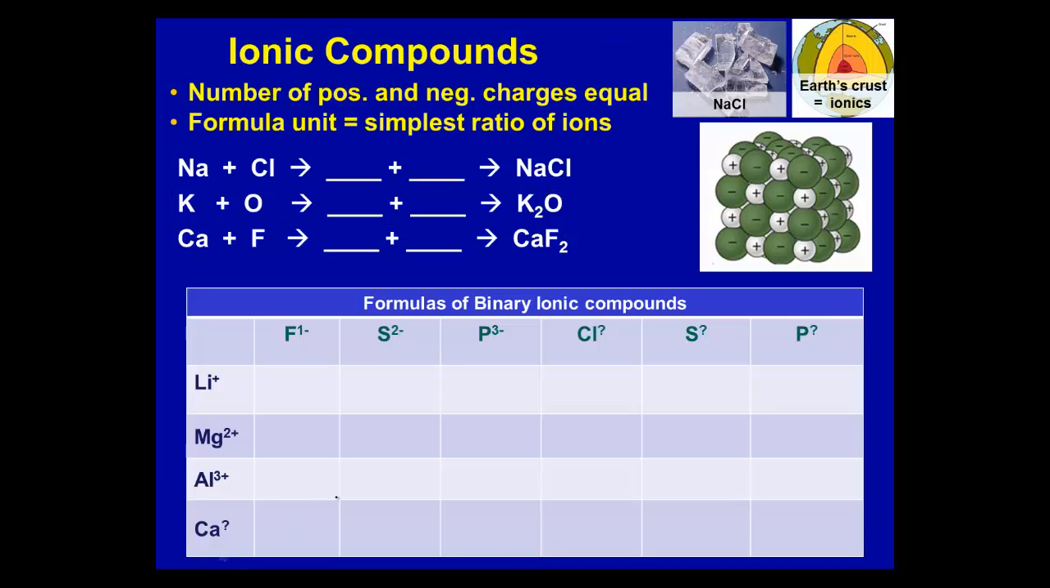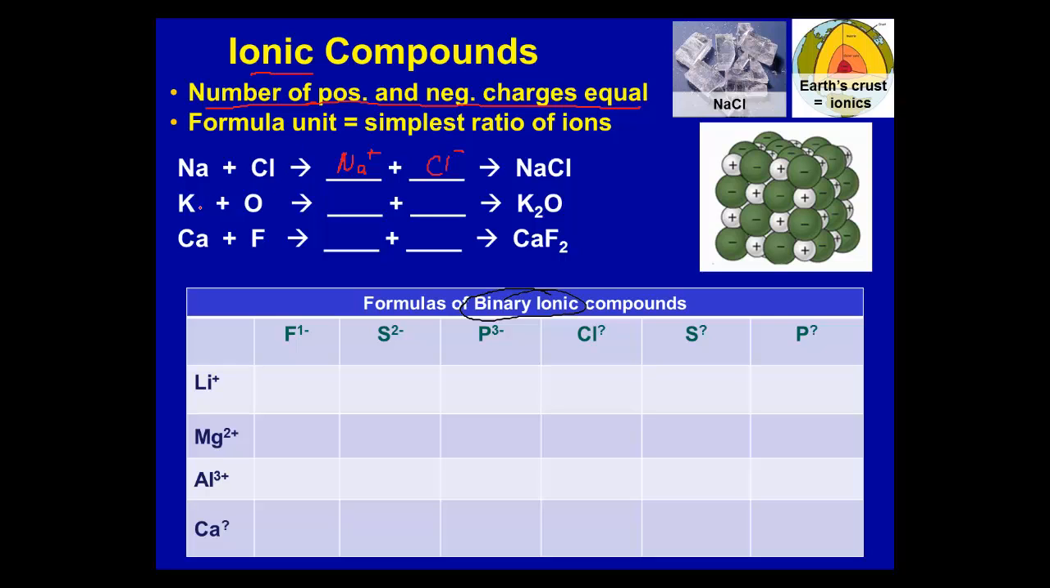Alright, so ionic compounds. We're going to make some things that are called binary ionic compounds, and that means that they're made out of two ions. So what's the formula of a compound made out of these ions? Na gets a +1 charge, and Cl gets a -1 charge. And because the number of positive charges and negative charges is equal, the formula is NaCl. So the number of positive and negative charges are equal in an ionic compound.